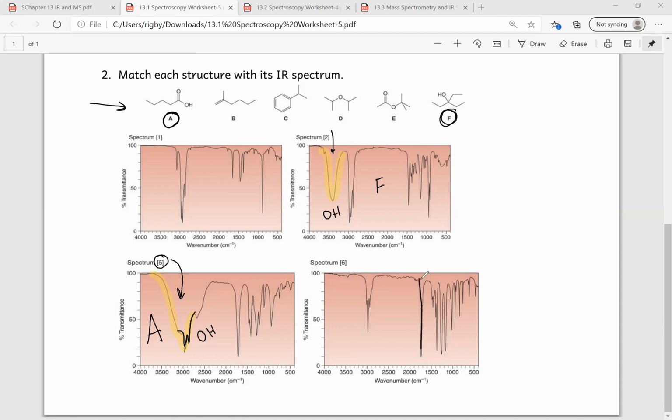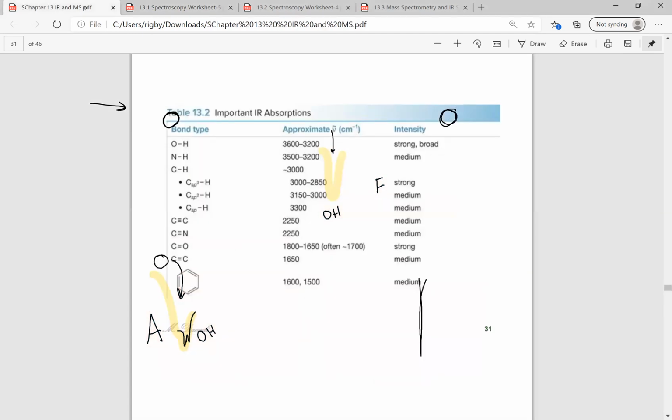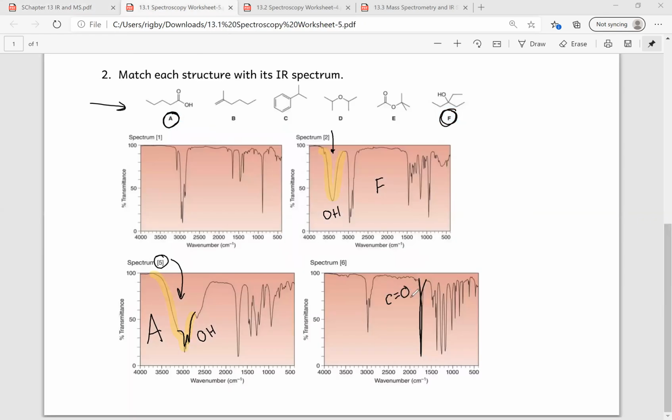We see here we have an absorption at 1700. We'll go back to our table. My drawings are in the way, but 1700 is about our C double bond O. So this one has a C double bond O. Looking at our structures, E is the only one with a C double bond O, so that one's going to be right here.